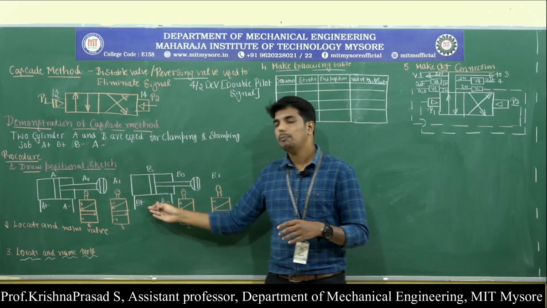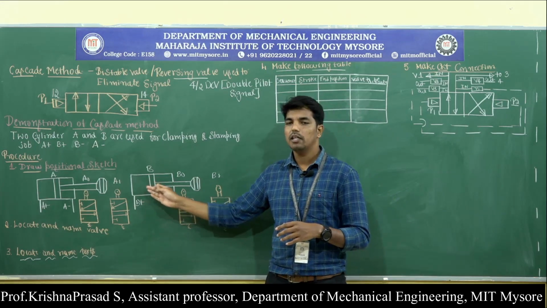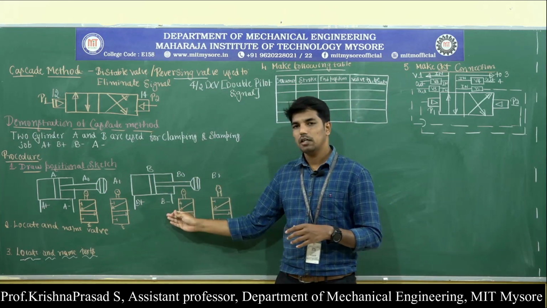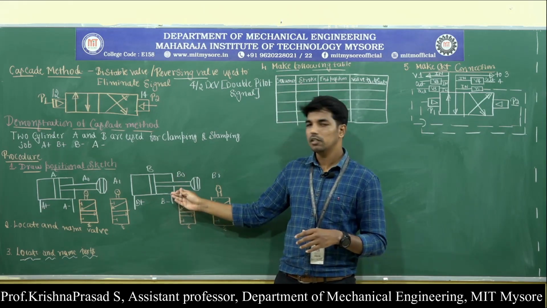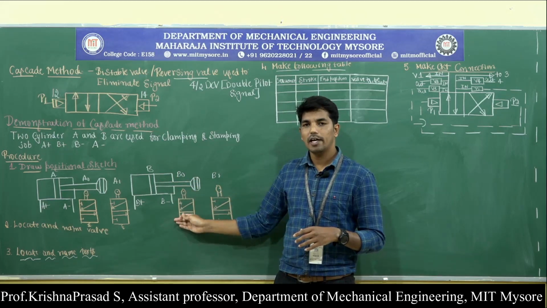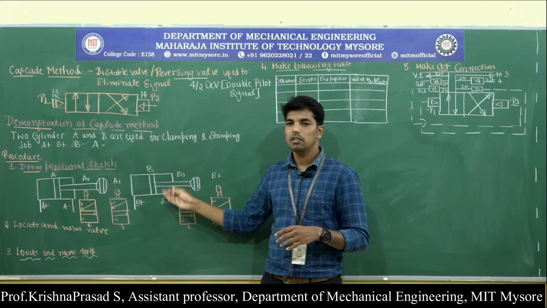Similarly, what is meant by B plus? B plus is nothing but the blank end of cylinder B. This causes the extension of cylinder B. Similarly, what does B minus represent? B minus represents the retraction of cylinder B as well as the supply of air to flow into the rod end of cylinder B for the retraction of cylinder B.